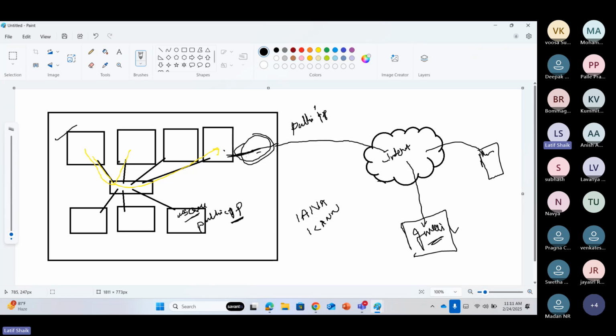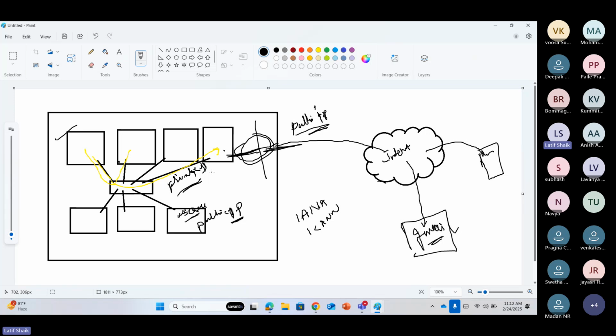With a private IP, you can't communicate in the public. If you want to communicate in the public, you need a public IP. To communicate within the private network, you just need a private IP. Okay, just a private IP to communicate within your private network.